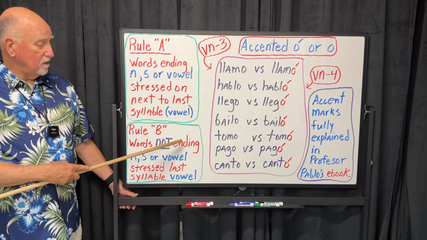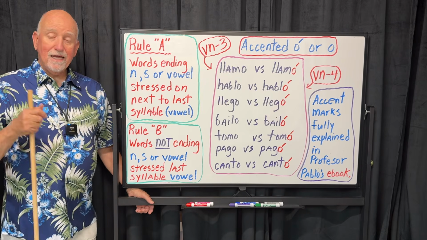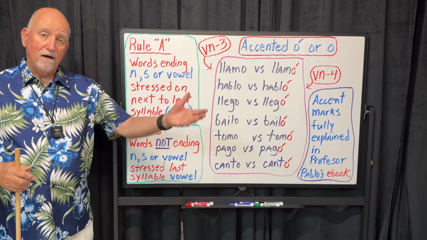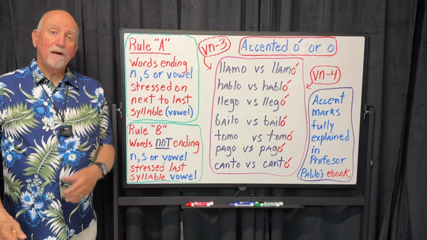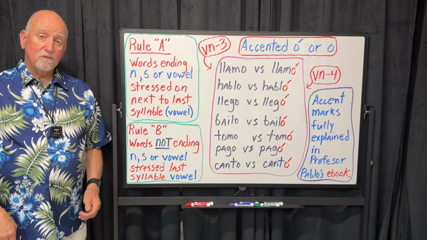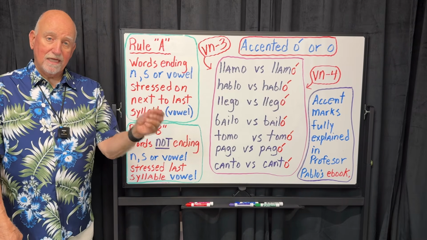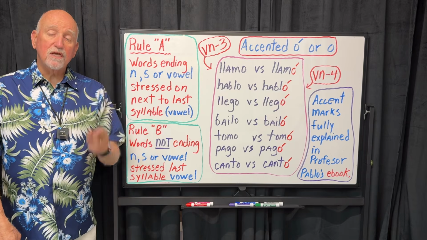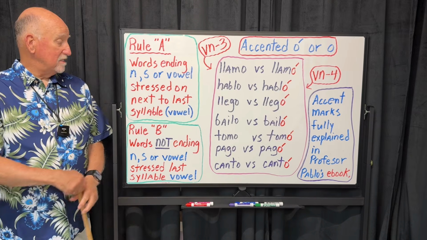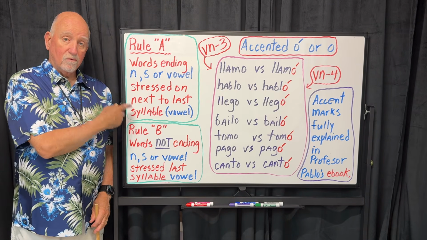Okay, now let's take a look at Rule B. Rule B is just the opposite. Words not ending in N, S, or a vowel are supposed to be stressed on the last vowel. That's why the word, for example, papel has no accent mark, because we're not stressing the A and saying papel. It's papel. We're stressing the last vowel. When you see words in written Spanish and there is no accent mark, that means that they're following Rule A or Rule B.